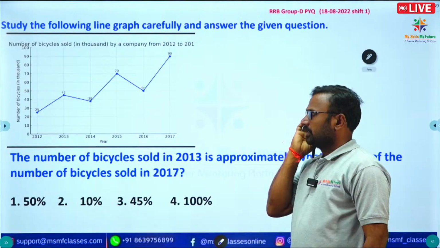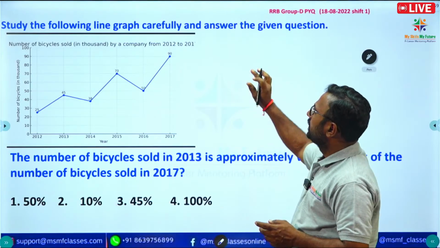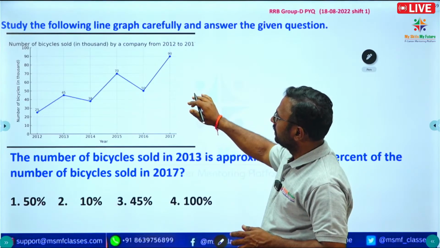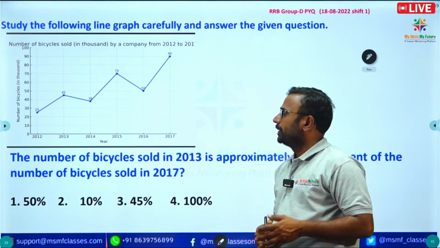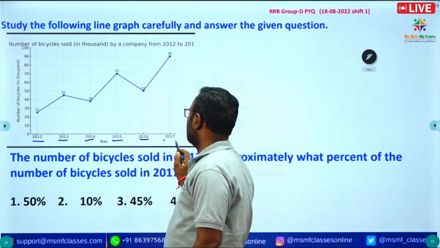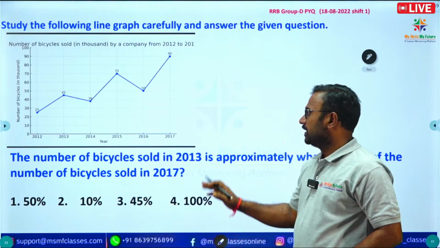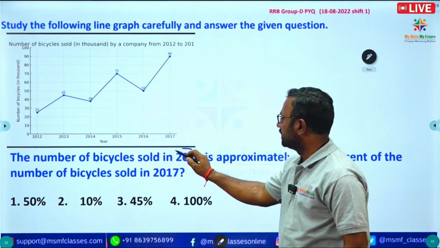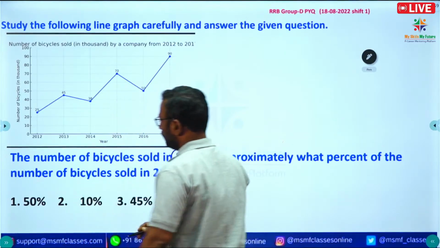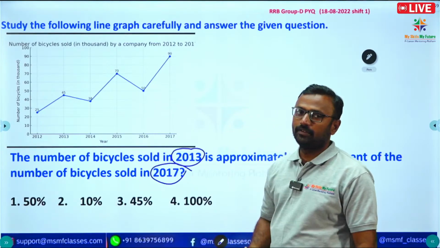See the question. This question is based on a line graph. Study the following line graph carefully and answer the given question. The question is based on the number of cycles sold by a company from 2012 to 2017. What is the question? The number of bicycles sold in 2013 is approximately what percent of the number of cycles sold in 2017?